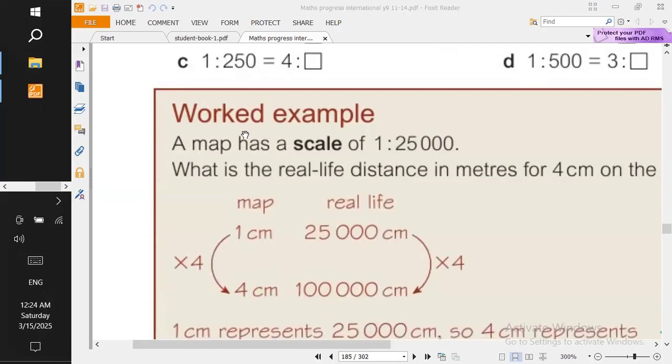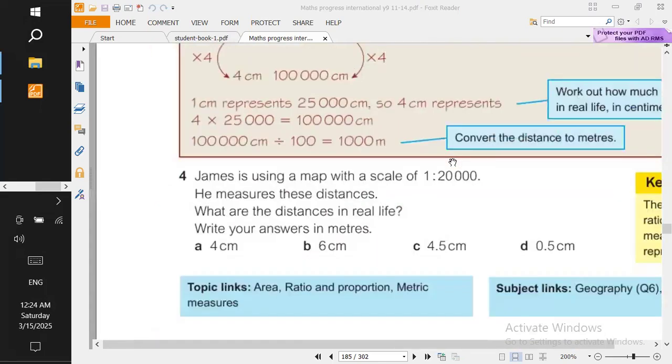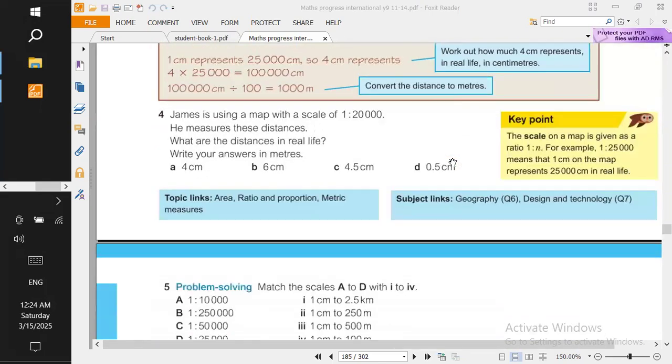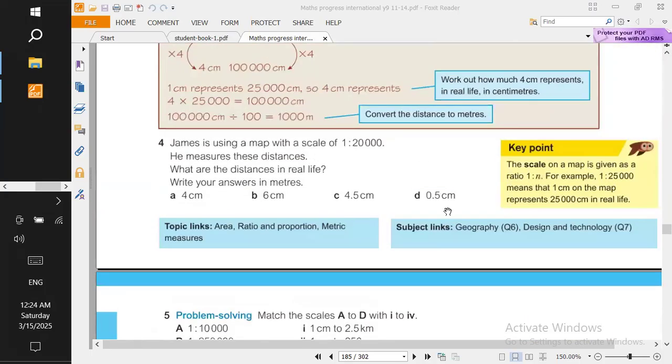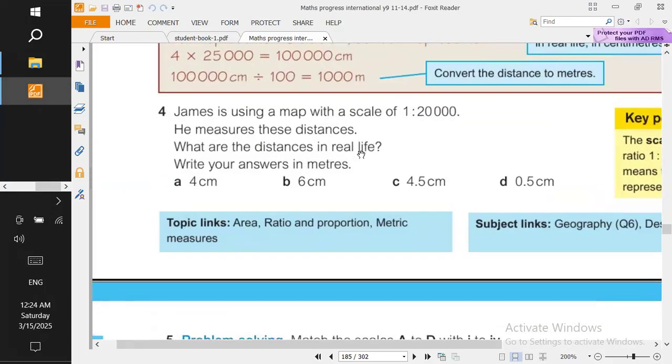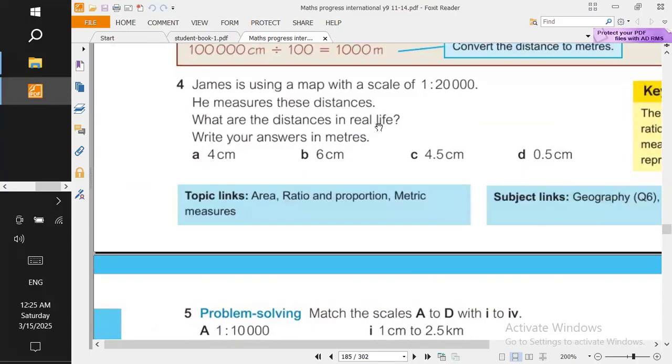Now you need to understand that a map ratio or a map scale has numbers like these, and both of them are centimeters. We're going to talk about this and how to turn scales into map scales, okay? Both of them are centimeters, so you have to use them the way that they are, okay? Let's take a look at question 4. It's a good question. Let's cover this.